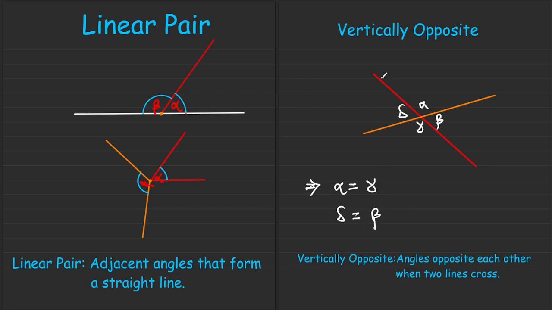And mind you, we even have more of what we've already considered here, because angle delta and alpha are on a straight line, and they are actually having a common arm. So they are even linear pairs. And then we have alpha and gamma as well being linear pairs. And we have gamma and then beta as well being what?